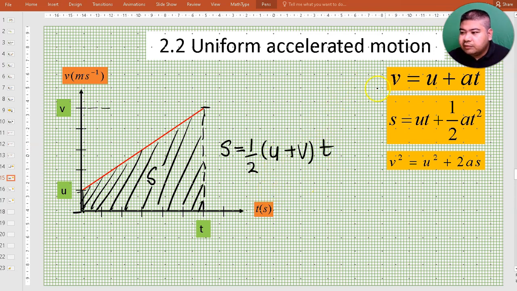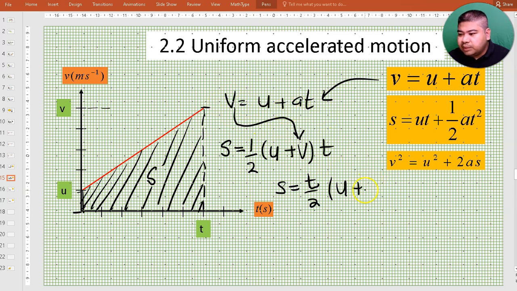If you remember from the first slide, we have v equals u plus at. This is the first equation, and from the area under the graph we get s equals half u plus v times t. So we can substitute v into the equation here. We bring the t forward, so we get t over 2, times u plus v, where v is u plus at. This gives us t over 2 times u plus u, which is 2u plus at, and then we multiply the half of t into the round bracket.